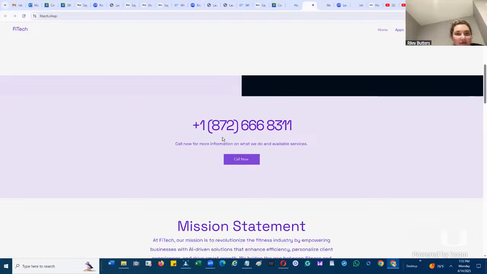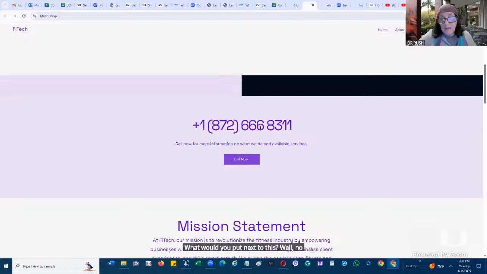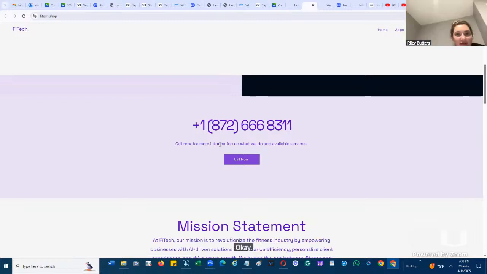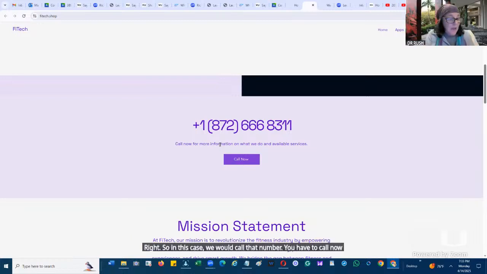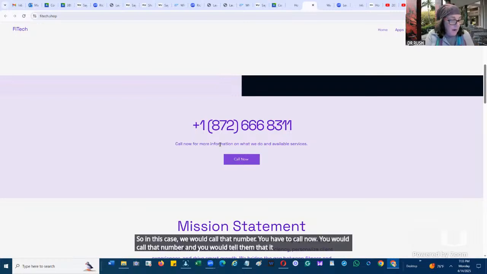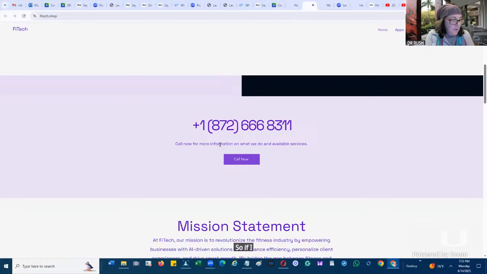Free. Well, no, that "Call" is an agent, right? This is their VAPI number, right? So in this case, we would call that number. You have to call now. You would call that number and you would tell them that it's going to be an agent, right? So if I dialed the number, you dial the number, right? 1-872-666-8311.